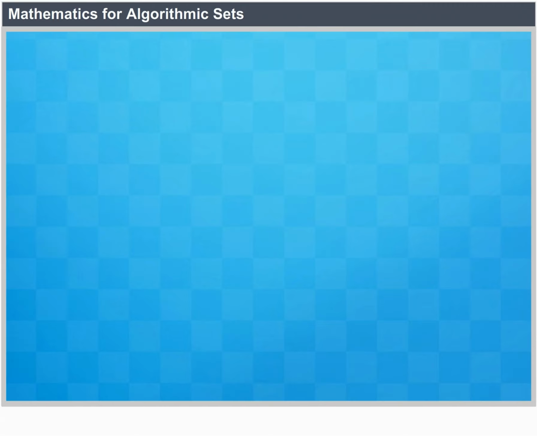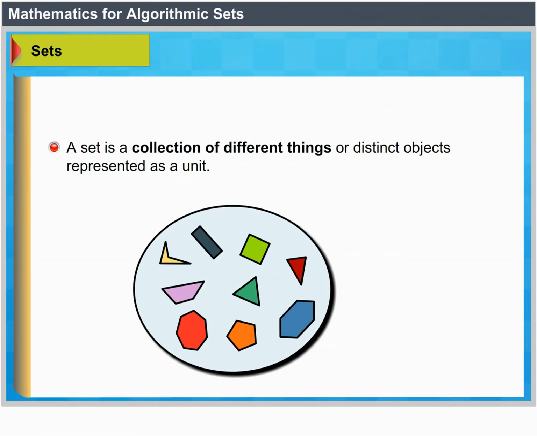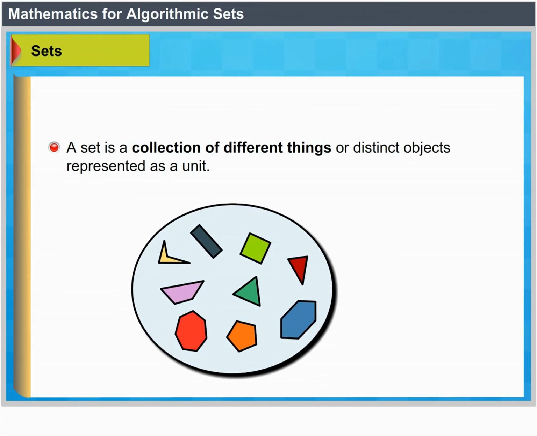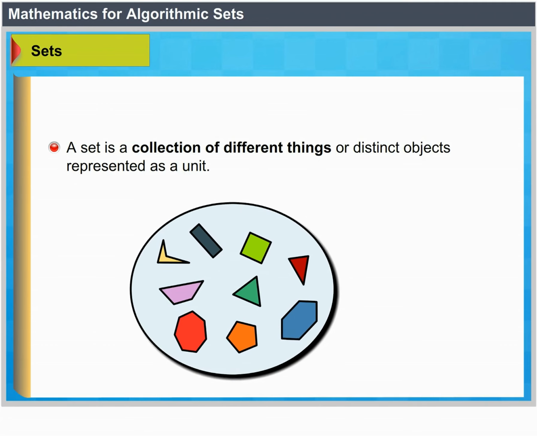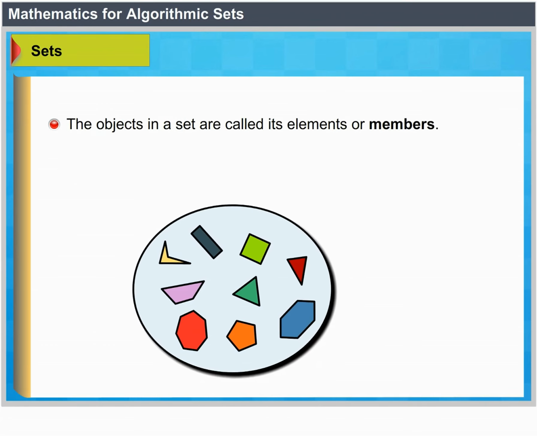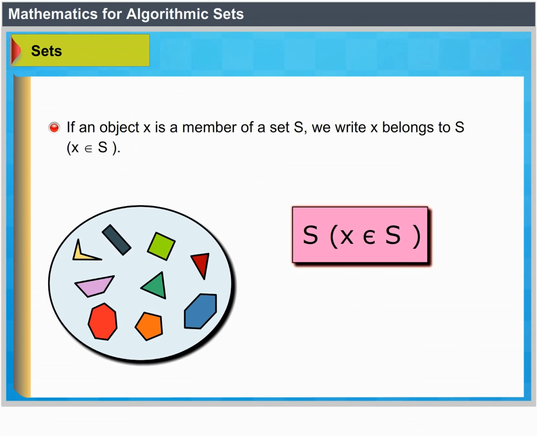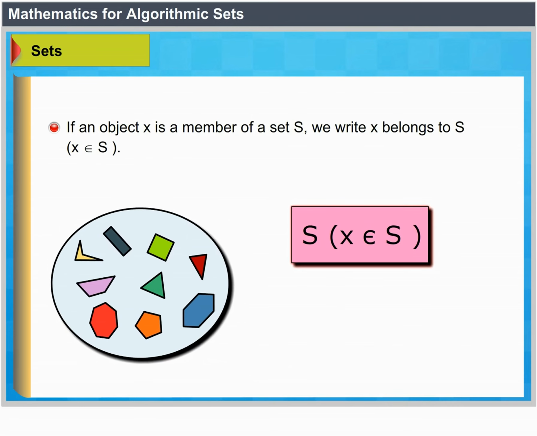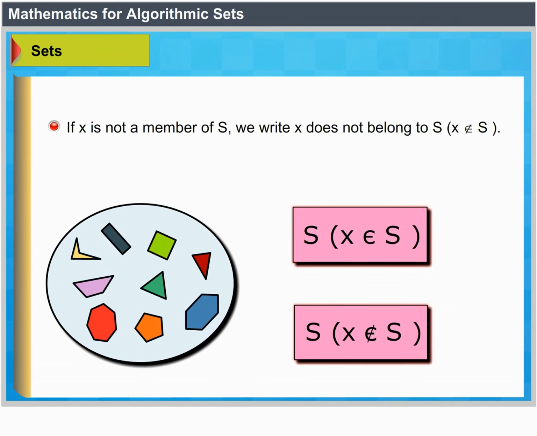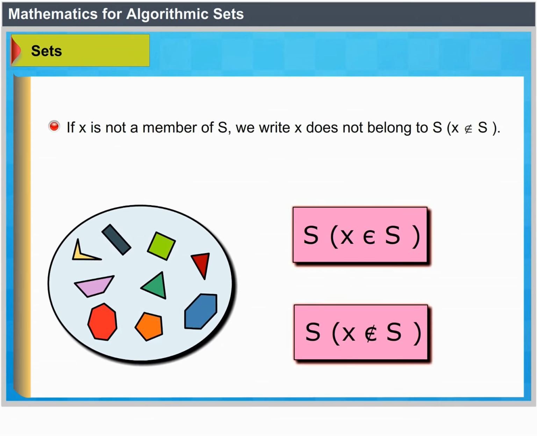Mathematics for algorithmic sets. Sets. A set is a collection of different things or distinct objects represented as a unit. The objects in a set are called its elements or members. If an object x is a member of a set S, we write x belongs to S. If x is not a member of S, we write x does not belong to S.